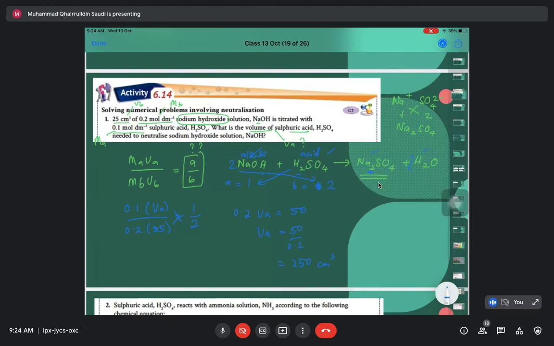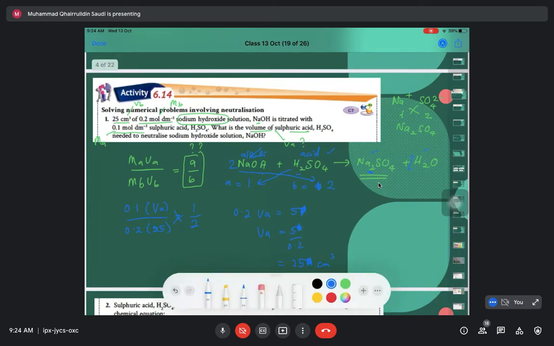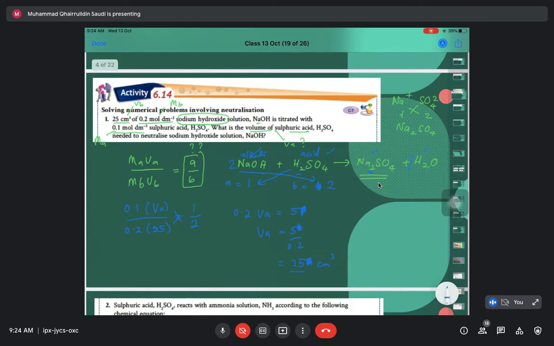Oh, only 5. Hello? Have you done it yet? Done. Is the answer the same? Same. 25 or 250? 25. 25. Okay, 5. 25 centimeter cube. Okay, good. 25 centimeter cube.